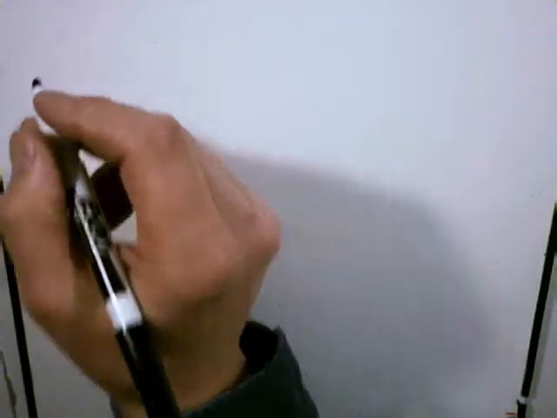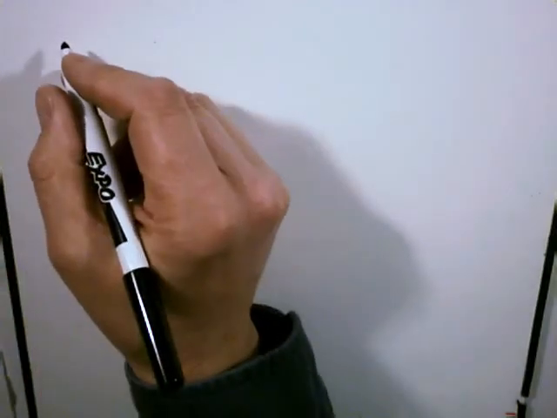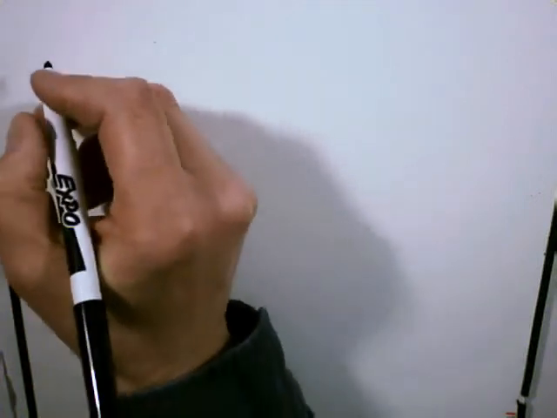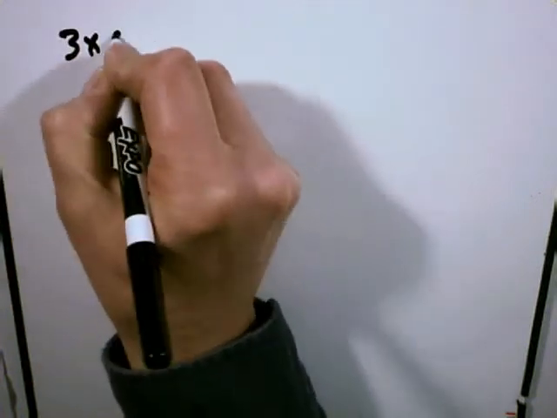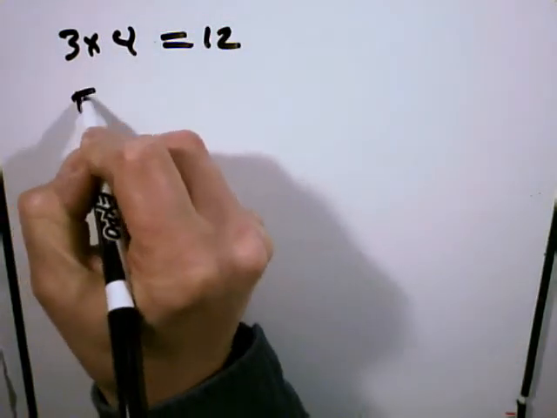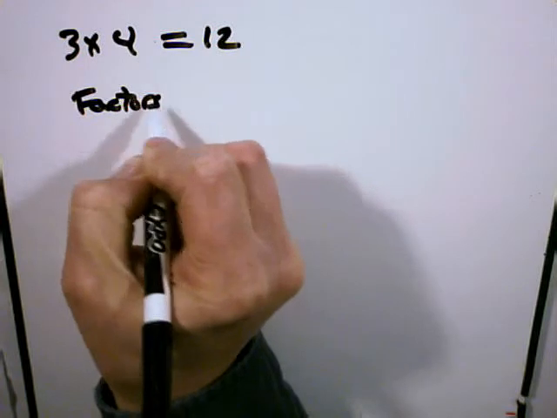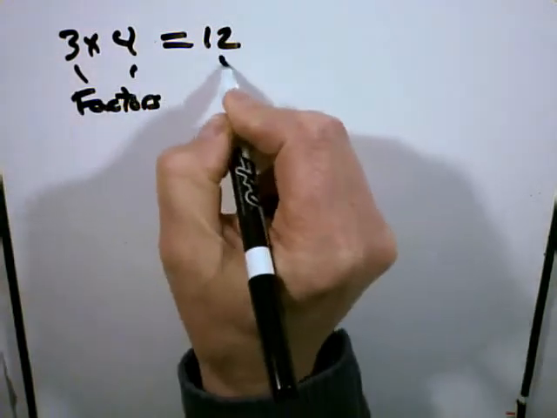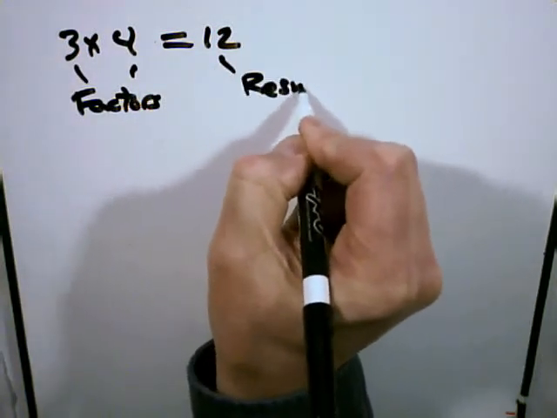In section 6.1, we're going to consider greatest common factor and factor by grouping. First of all, if you notice, if we multiply 3 by 4, we get 12. Well, it turns out that the 3 and the 4 are called factors, things that we multiply together to get the result, in this case 12.